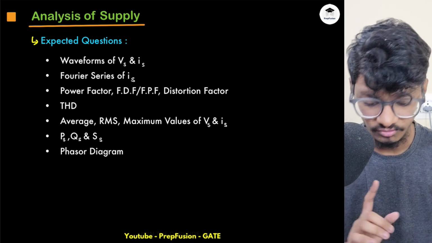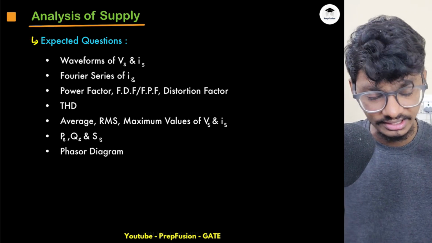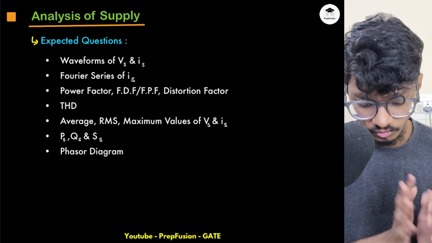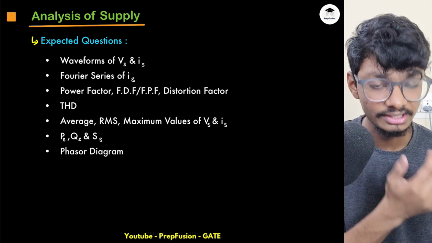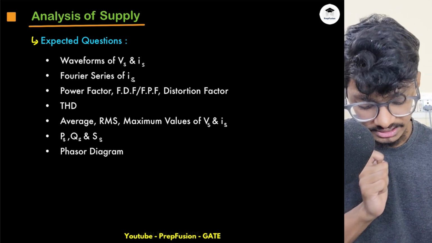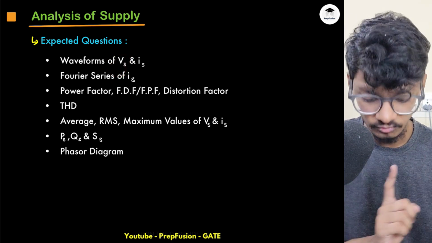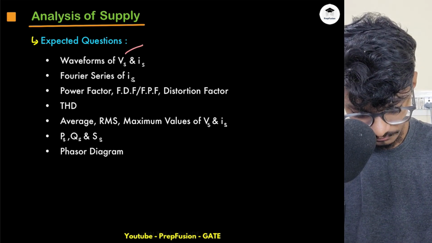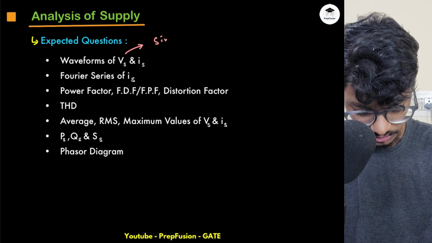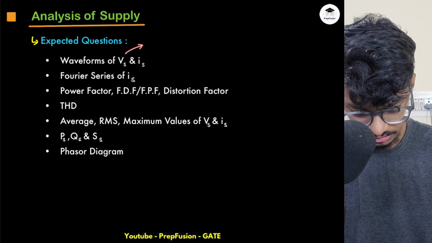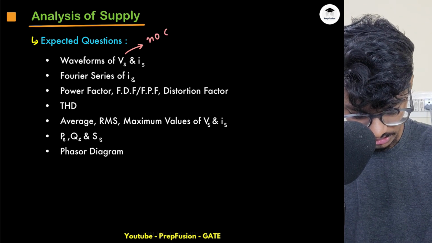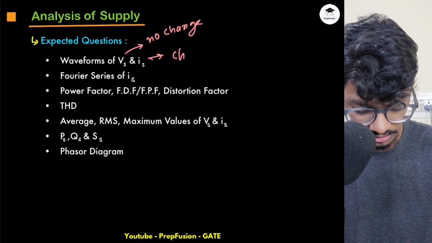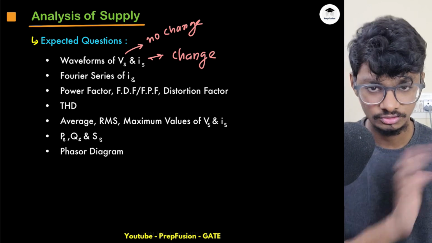Now what can they ask from the supply? So there is a rectifier, right? There is a rectifier, and right now I am analyzing zone 1. In zone 1, what are the expected questions? They can ask the supply voltage, that will never change. Vs will always be sinusoidal, no change. Supply voltage will never change, but supply current can change, right? Because it depends on the load.